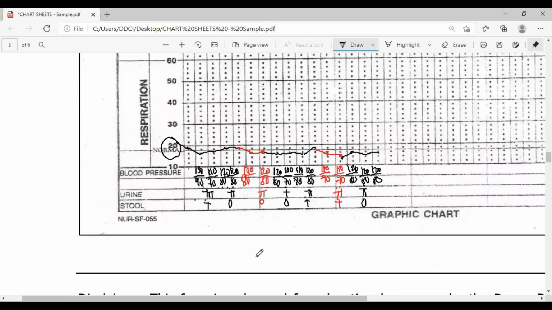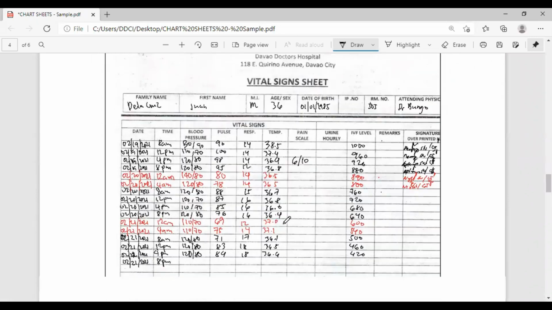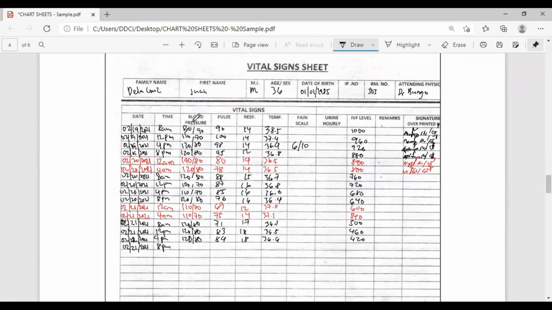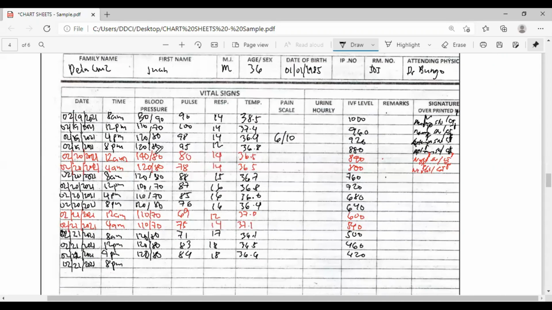Okay, so we have here the vital sign sheet. As you can see, this is an example of the vital sign sheet. So make sure that you change the color when you are in the night shift. Okay, so we have here IV level. So checking of the IV level depends on the institution. Some, if you are VS q4, you have to check the IV level at the same time, VS q4.